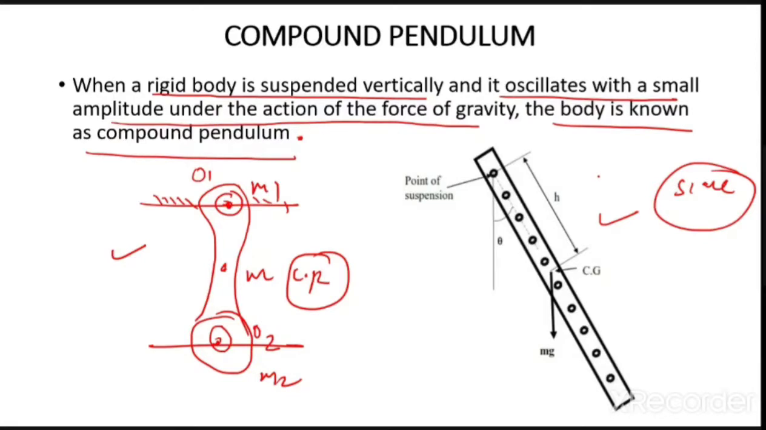Yes, sir. So basically, I am talking about model number 2, where I am doing the analysis of a slider crank mechanism. If you suspend a connecting rod at the point O, which is called the point of suspension, this connecting rod can also be called a compound pendulum. So if you do the analysis of a connecting rod by treating it as a compound pendulum, you have to apply the same theory which I will be explaining now.